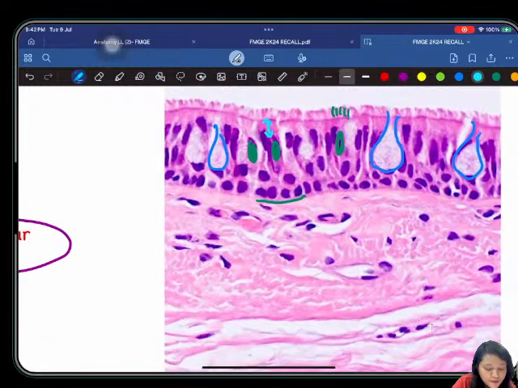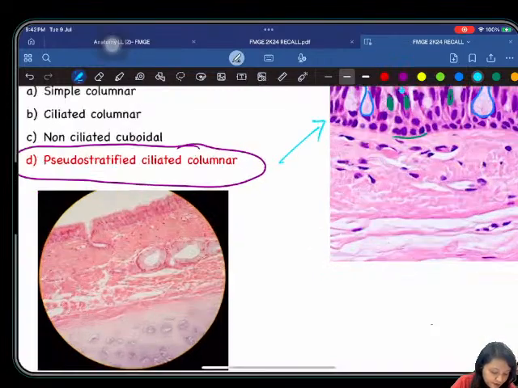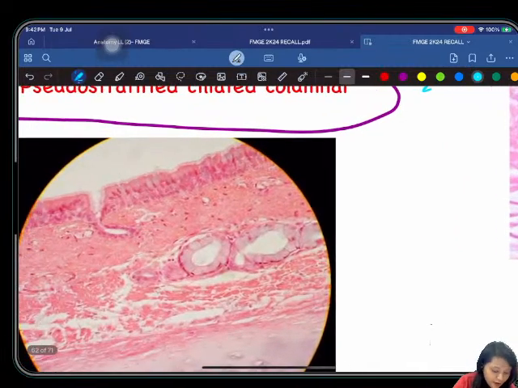So you have goblet cells, you have cilia, and it doesn't actually have strata, but it looks like it has strata because of the different shapes and different levels of the nuclei. This is pseudostratified ciliated columnar epithelium. Here also you can see that it is a pseudostratified ciliated columnar epithelium, okay.